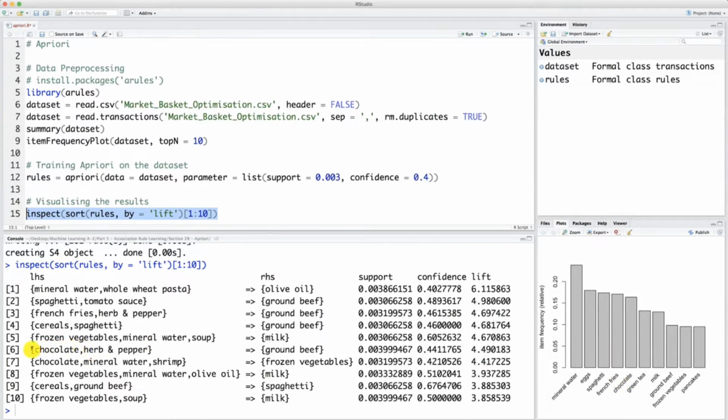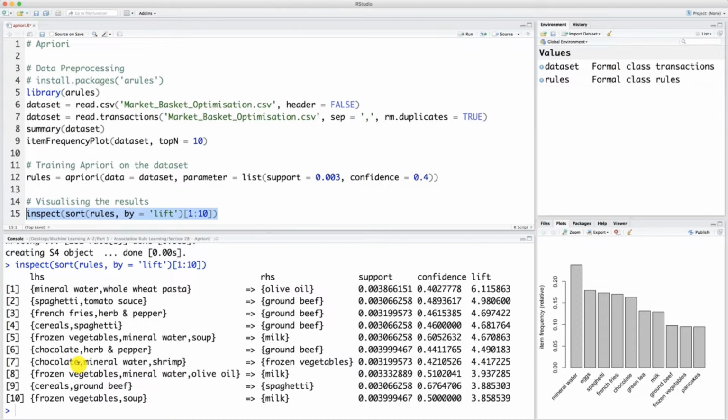And especially in this basket number 6 here, composed of chocolate and herb and pepper, as well as this basket number 7 here, composed of chocolate, mineral water, and shrimp. And by the way, in this same basket there is mineral water that also falls in this 8th basket here, and that's because mineral water is the most purchased product in the store, so of course it's falling in a lot of baskets. So these products have high support.